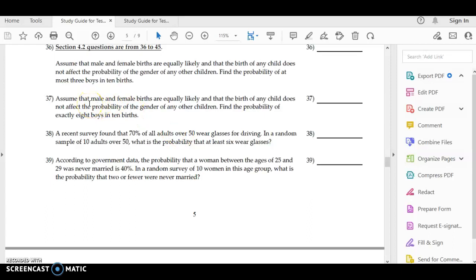It says, assume that male and female births are equally likely, and that the birth of any child does not affect the probability of the gender of any other children. So the births are independent of each other, and that's one of the conditions for a binomial random variable. The question is, find the probability of exactly 8 boys in 10 births.